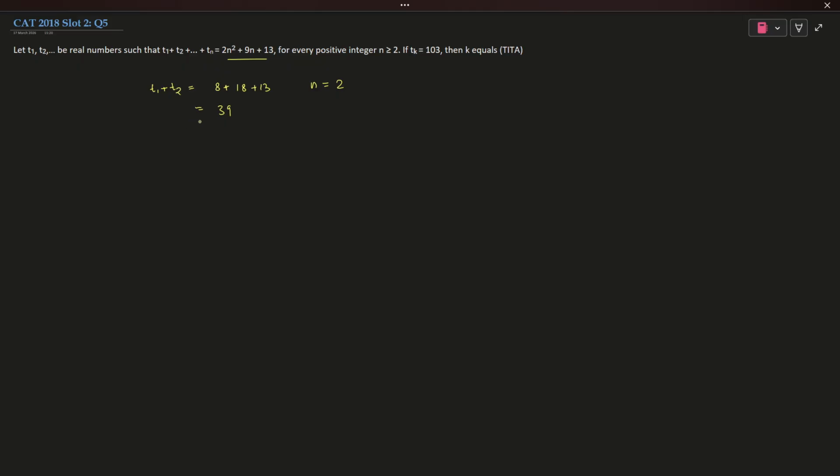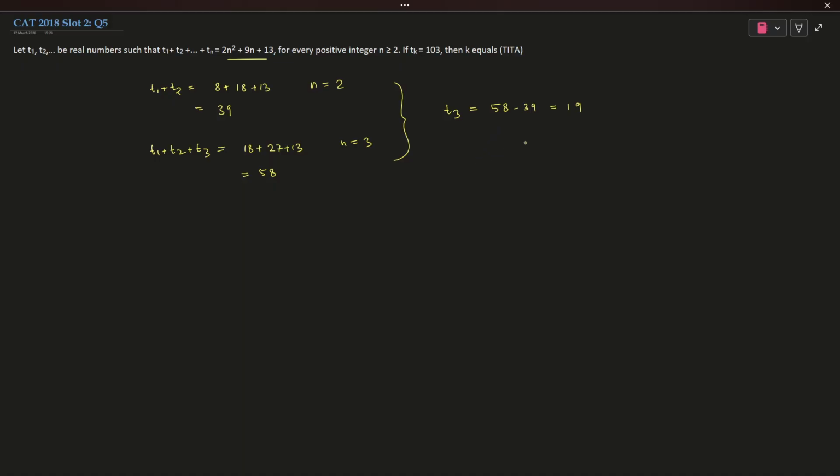These are unknown terms, so I don't know T1 basically. Now, T1 plus T2 plus T3 will give me how much? If I put n equal to 3, 3 squared is 9, 9 into 2 is 18, 27 plus 13, so this will be 58 when n is equal to 3. From these two equations, I can find T3. What is T3? T3 will be 58 minus 39, so 19. T3 is 19.